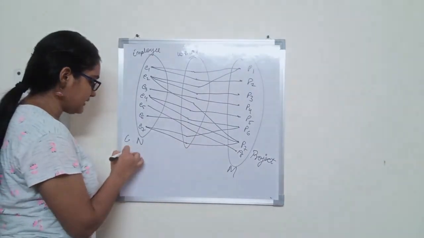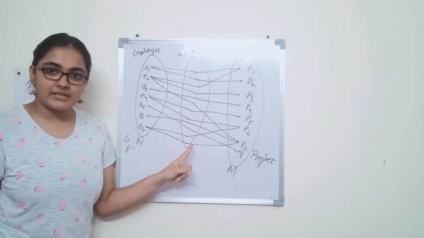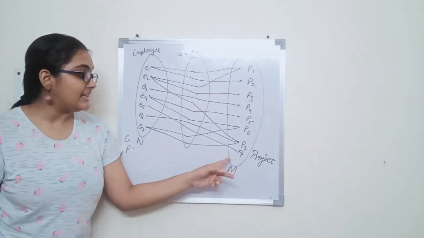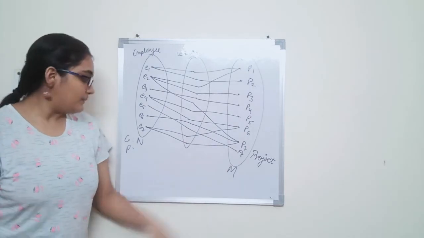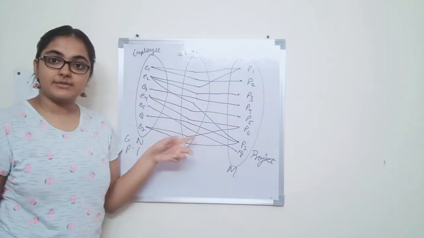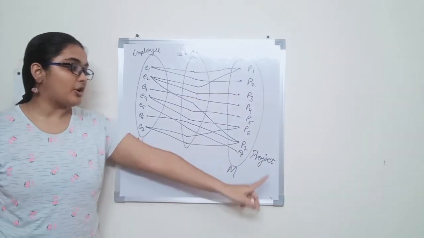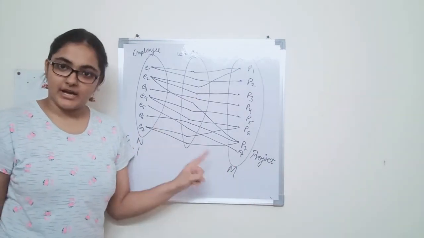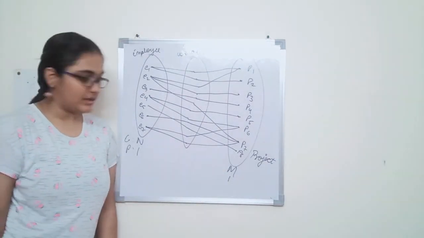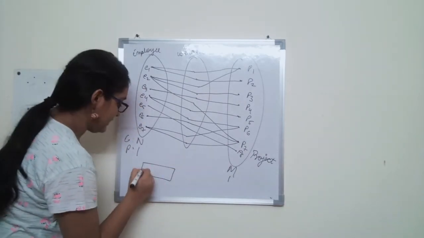Now let us talk about participation. So every employee participates in at least one relationship instance, and every project also participates in at least one relationship instance. So the minimum number of relationship instances in which an employee participates is 1, as well as the minimum number of relationship instances in which the project entity participates is also 1. Okay, so participation is also 1. Now let us represent it again in the form of an ER diagram.